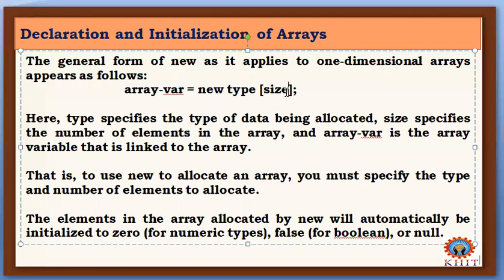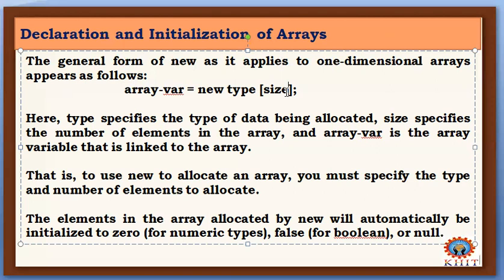Okay, so this is the thing you need to keep in mind. Array name, first of all, array name is equal to new operator. In Java, new is an operator. Space, type: what is the type of an array, what type of values you want to store in that array. Then in brackets, mention the size, how many elements you want to store.